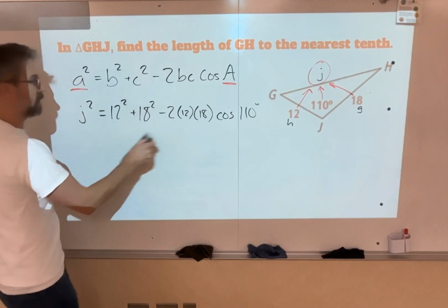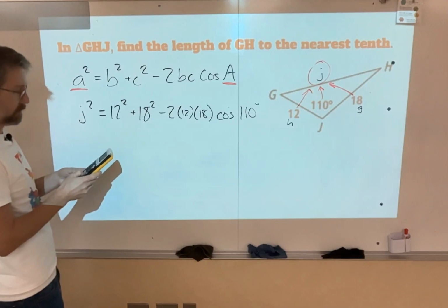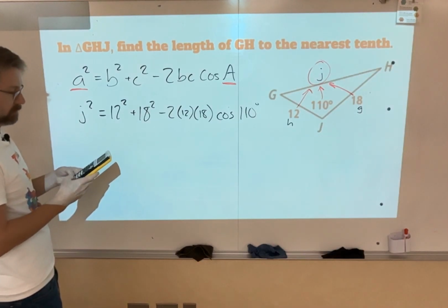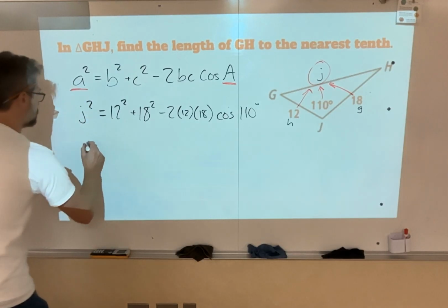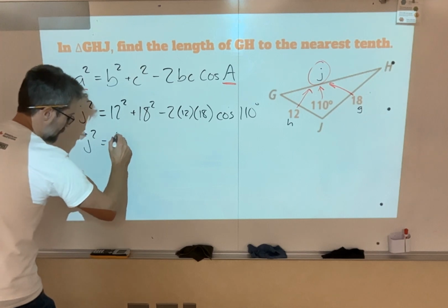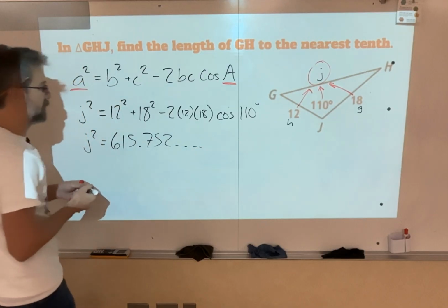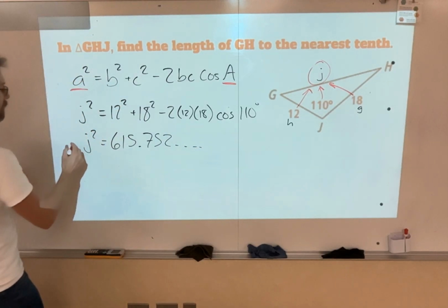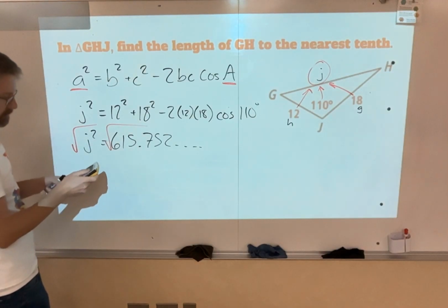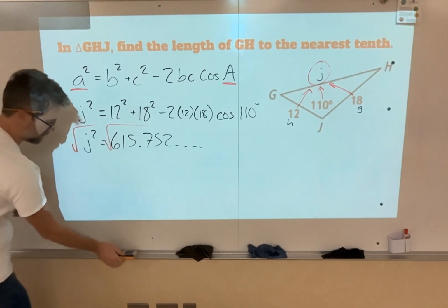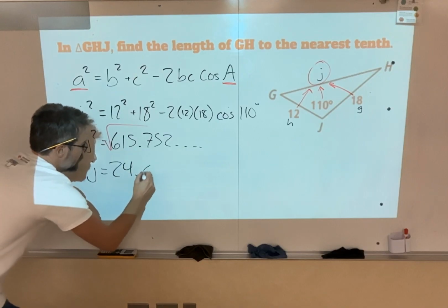And again, I'm going to plug all of that in. 12 squared plus 18 squared, minus 2 times 12 times 18 times cosine of 110. And I get that J squared is 615.752, like that. And now we'll do the square root of both sides. And I'm going to plug in the answer. And that is J is equal to 24.8 to the nearest tenth.